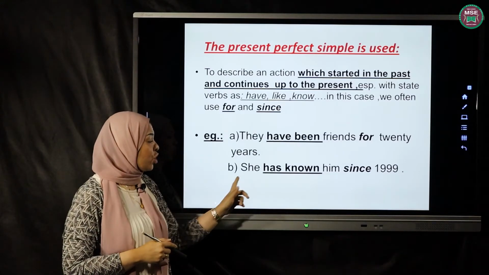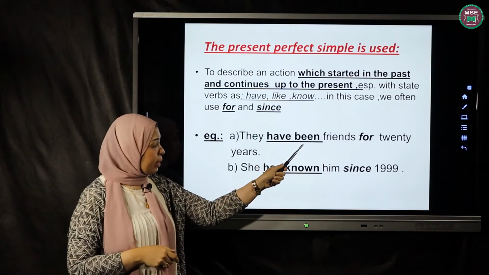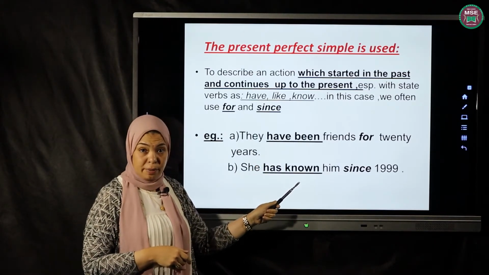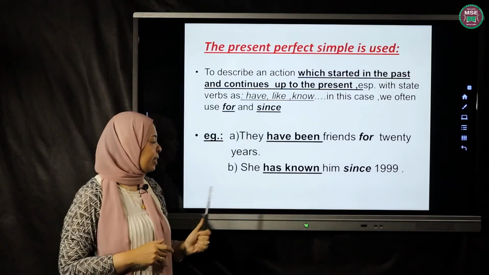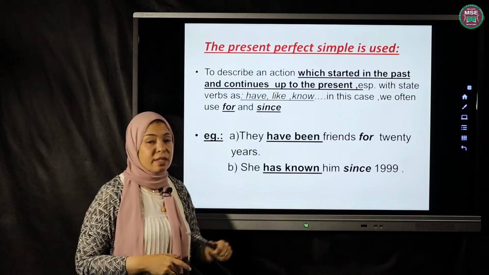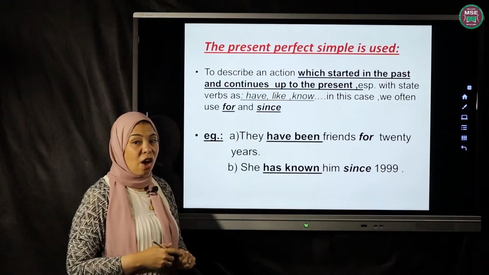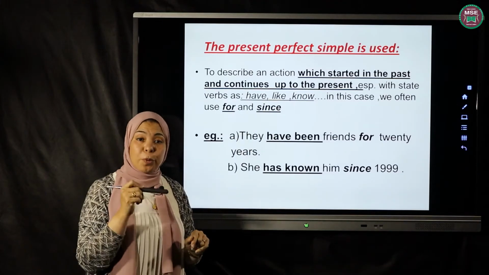The second one, she has known him since 1999. I can't use been or I can't use known here. I can't use the verb know in the continuous form. I can't say she has been knowing him since 1999. This means that I can't use know as a state verb with the perfect progressive.